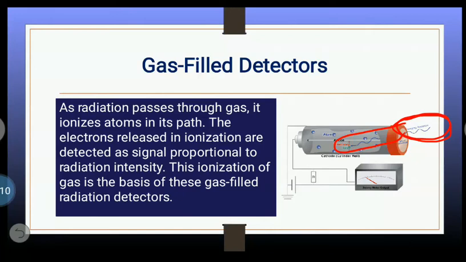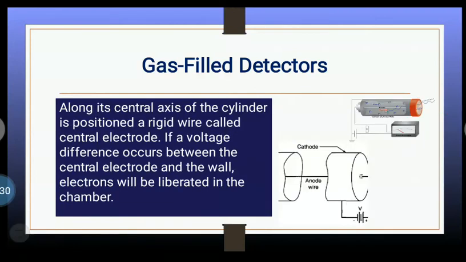Do I have to explain? Whatever the photon energy is determines the ionization rate. So this ionization of gas is the basis of these gas field radiation detectors. What else? Along the central axis of the cylinder, notice this, which we highlighted, like a stick, is a rigid wire called the central electrode. It is also called the anode wire.